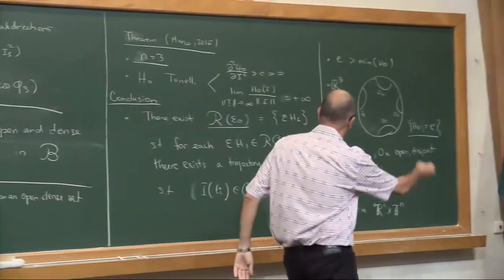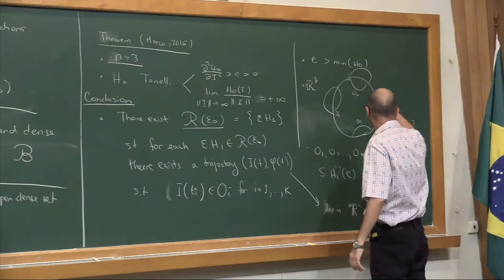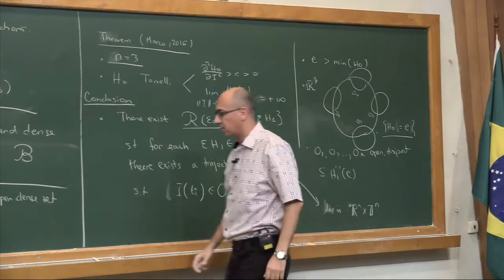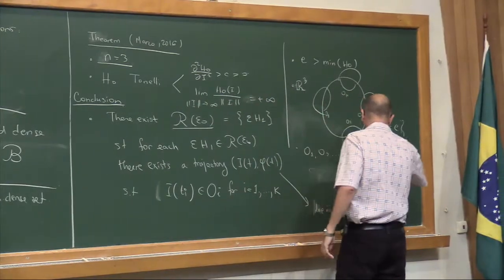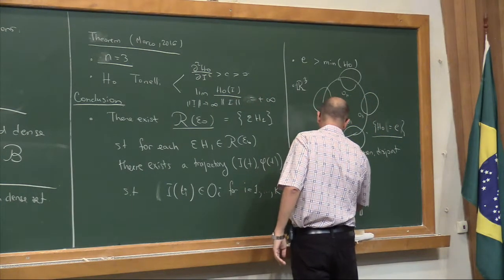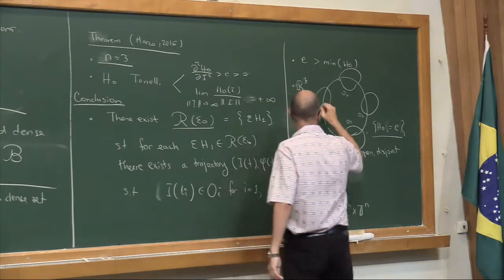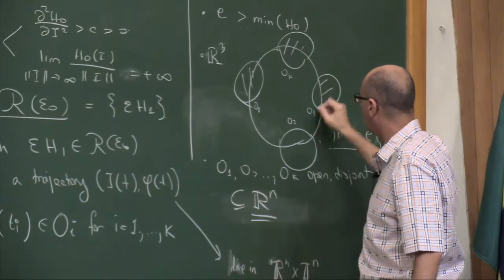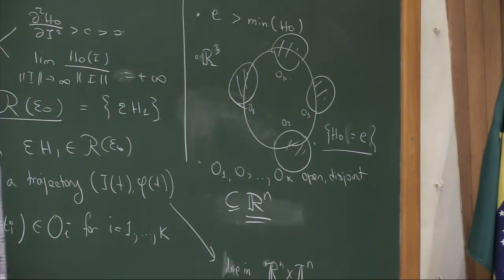Yes. No, I think you're right. So I think I should draw this in Rn. That's a very good point. So these are in Rn. So that's a bad drawing. So these are the targets that you want to visit, but the trajectories do not live in the action space. The main point that I was trying to make here is that the trajectories themselves live in the energy manifold. But if you look at the action of these trajectories, they have to visit those particular open sets in the action space. Yes, thank you. So other questions?